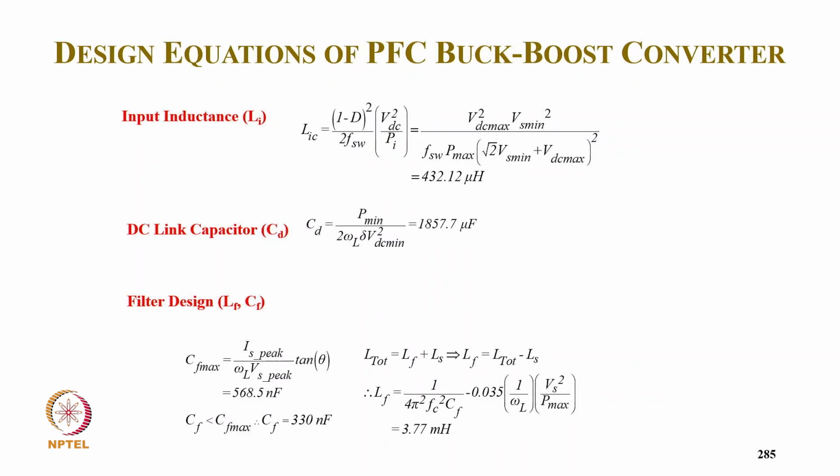And coming to the design, the inductance calculation: Li is equal to (1 minus d) squared upon 2 Fs Bdc per pi. Putting in the values for the given motor, it comes to 432.13 microhenry. The DC link capacitance Cd equals Pmin upon 2 omega L delta Vdc squared, so it becomes 857.7 microfarad. For the input filter design, Cf max equals Is peak upon omega L Vs peak tan theta, which comes to 568.5 nanofarad. And Lf total comes from Lf plus Ls; by putting the data in the formula, we get 3.77 millihenry.